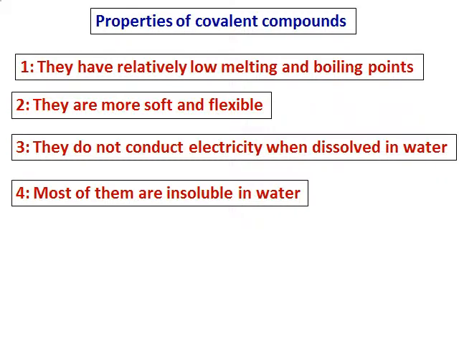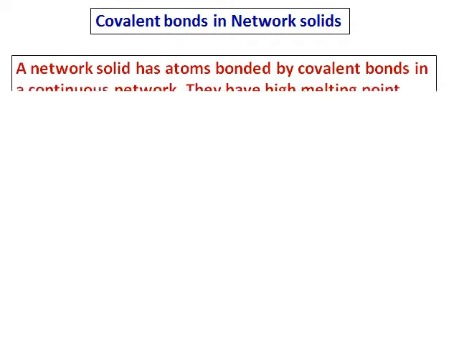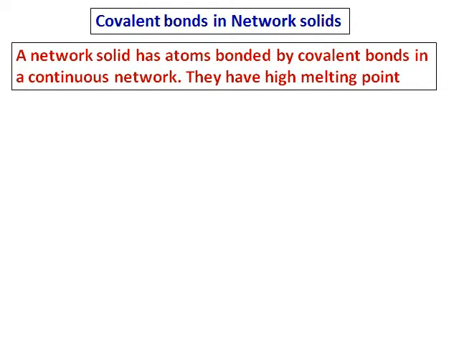Some of the properties of covalent compounds are that they have relatively low melting and boiling points. You can see that most of them are either gases or liquids. Examples like carbon dioxide is a gas, water is a liquid, and they are more soft and flexible. They do not conduct electricity when dissolved in water, and most of them are insoluble in water. Other than covalent bonds in ionic compounds, we have covalent bonds in something called network solids. A network solid has atoms bonded by covalent bonds in a continuous network, and they have a very high melting point.